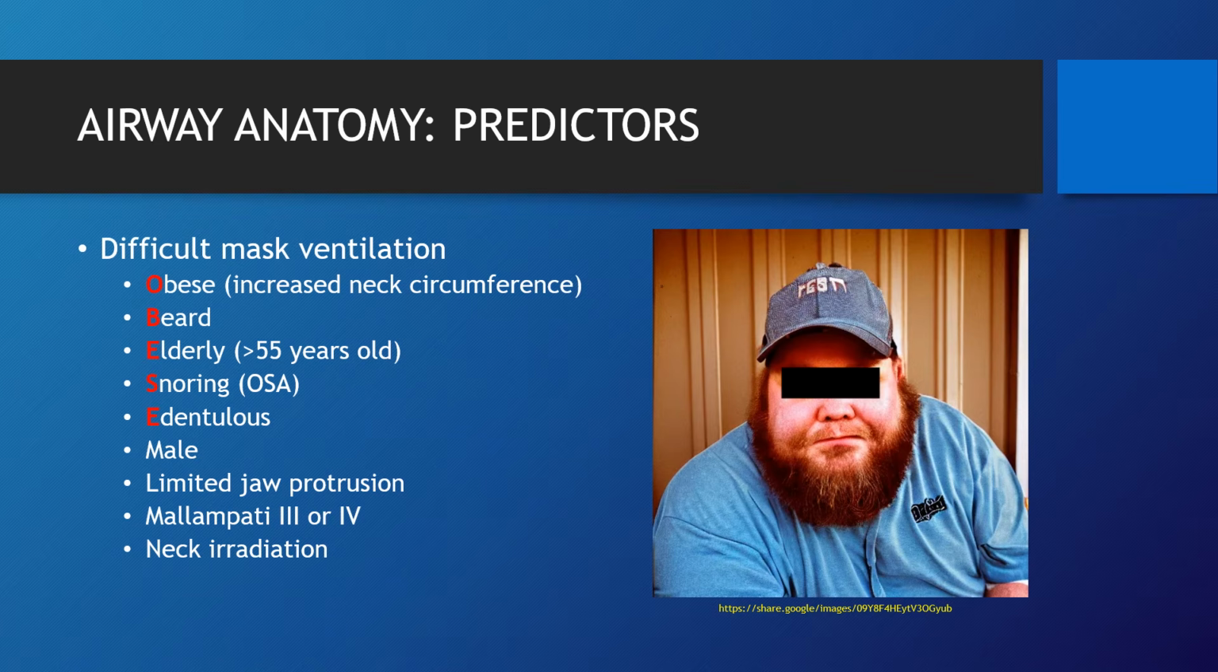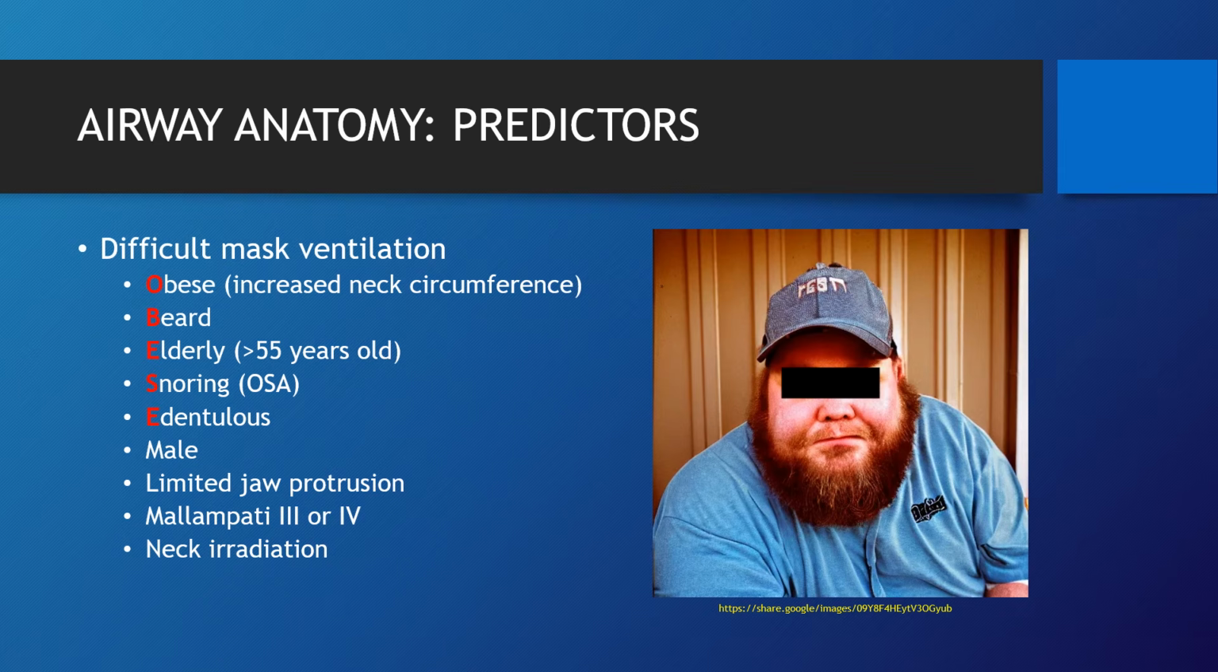You can see the first 5 that we have listed here can be remembered by the mnemonic OBESE. O stands for obese, specifically an increased neck circumference. B stands for beard, or basically any facial feature that will prevent an adequate mask seal. The first E stands for elderly, specifically age 55 years old or greater. S stands for snoring, which is indicative of obstructive sleep apnea, and then the final E stands for edentulous.